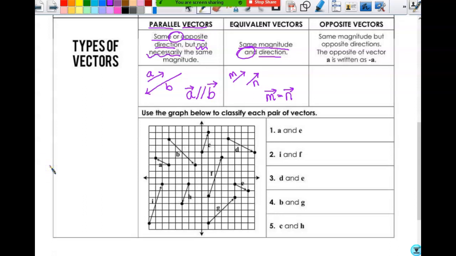Then opposite vectors, it's not just about going in opposite directions because these are going in opposite directions. These have to have the same magnitude but opposite directions. And to write the opposite of a vector, so if I have vector A, it's written as negative A, that's what flips it around. So if I had something like this, where this is U and this is V, they have the same magnitude, they're the same length, but they're going in opposite directions, then I can say vector U is equal to the opposite of vector V, and vice versa.